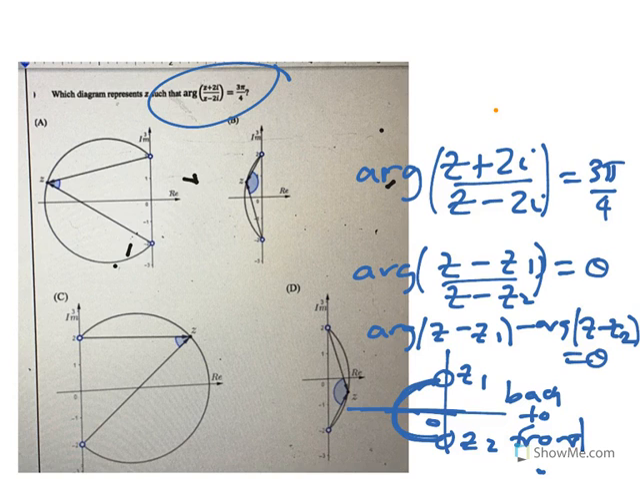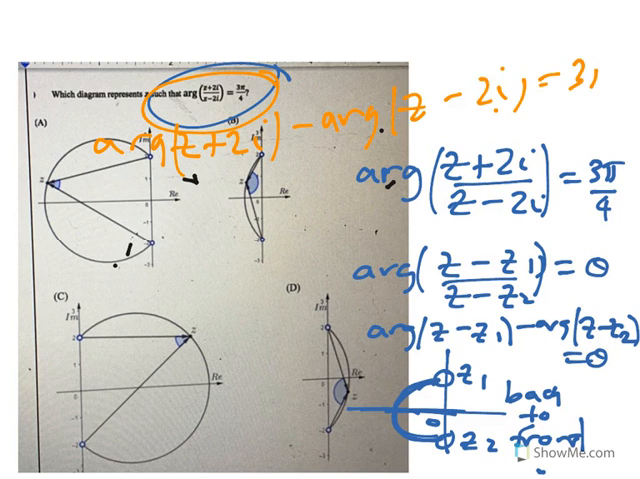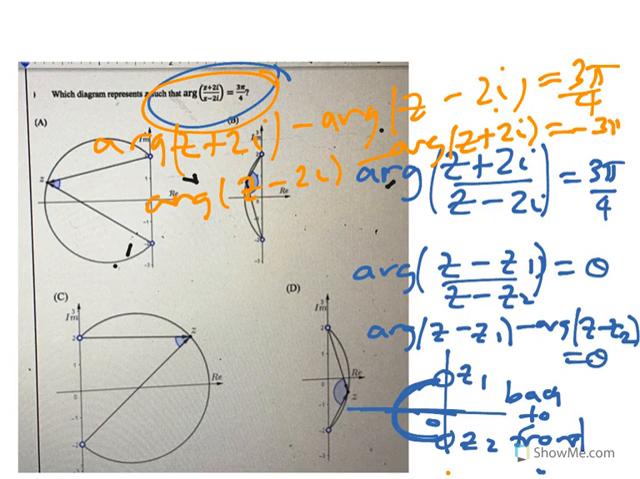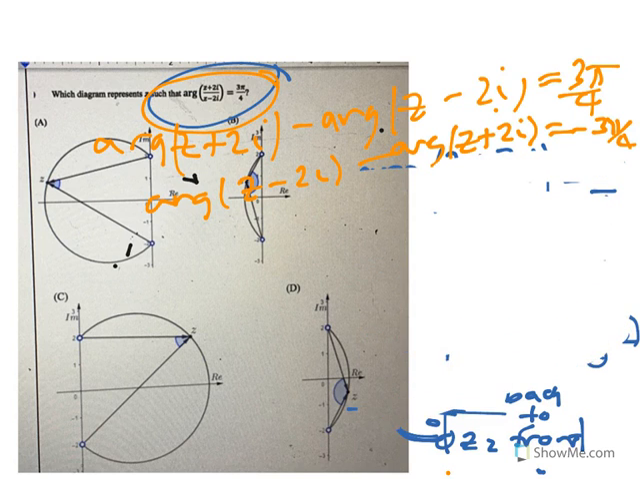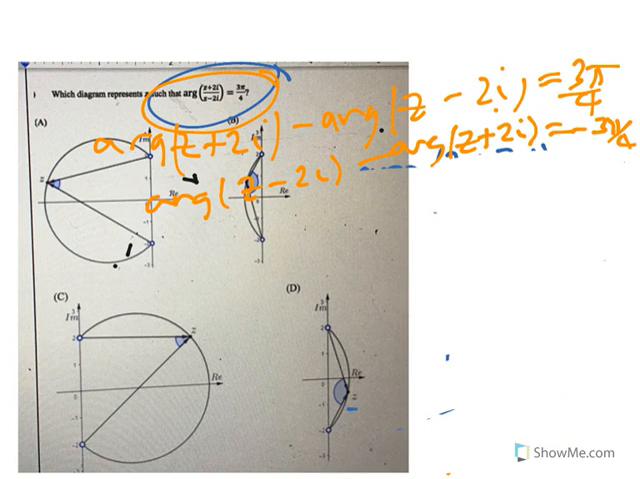Now, the other thing about this one, can you see that it's got the z plus 2i? So it's the argument of z plus 2i minus the argument of z minus 2i equals 3π/4. So it's kind of back to front. That means if you multiply by minus 1, then you get it the right way round. It equals minus 3π/4. So when you make it a negative angle, you just flip it over to the other side. So the normal y1 is actually back to front, so it's on this side.